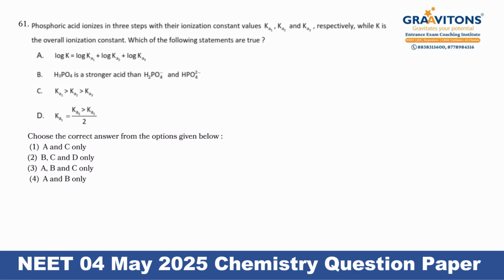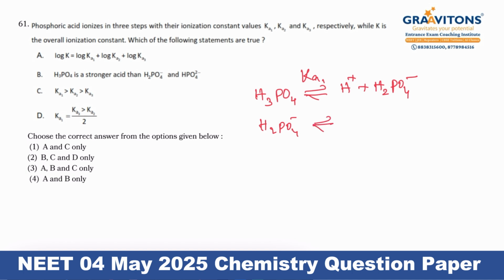61st question, phosphoric acid ionizes in 3 steps. This we already know, it is a tribasic acid, where your orthophosphoric acid ionizes in 3 steps to release 3 H plus ions. So in the first step you can find 1 H plus coming, giving you H2PO4 minus ion. Let us take this as Ka1, the dissociation constant here. And in the second step you can find H2PO4 minus, which is in equilibrium with the release of one more hydrogen ion, and HPO4 2 minus.